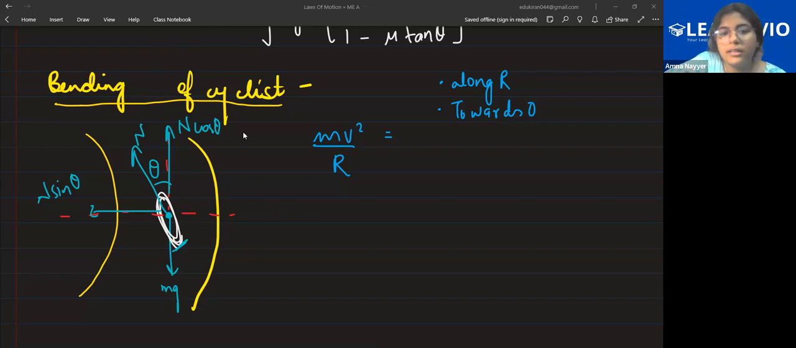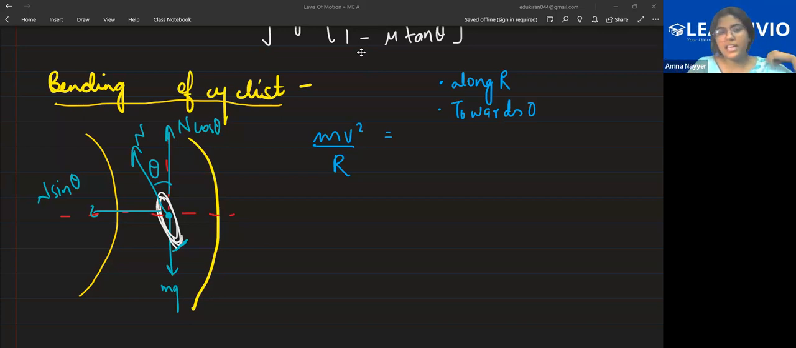Why N cos theta, Jyobita? And what are your answers, Jasleen and Zainab? Okay, Jasleen. And Zainab, your answer. So I have all the three options. Three options, three students, all the varieties are covered.